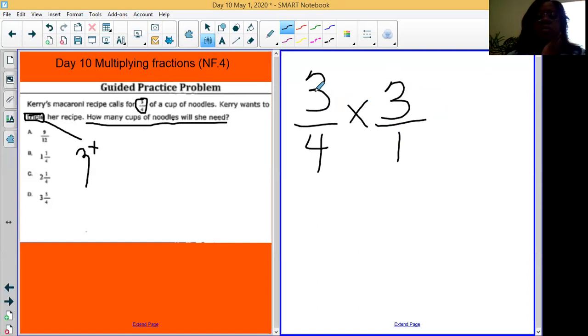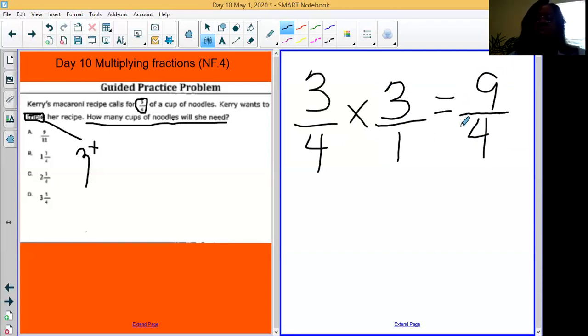Okay, so let's begin. First thing we're going to do is multiply numerator times numerator. I know 3 times 3 equals 9. Then I'm going to multiply denominator 4 times the denominator of 1. 4 times 1 gives me 4. Now, when I look at this fraction, 9/4, I notice that my numerator is higher than my denominator. So that tells me that this is an improper fraction, meaning that my answer is going to be greater than 1 whole when I see this.